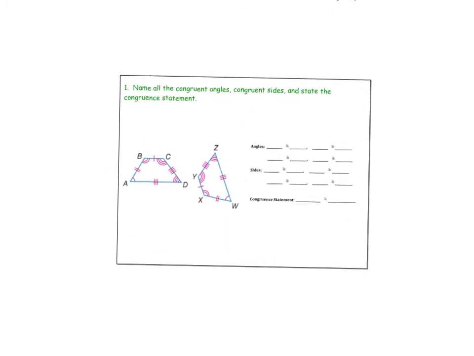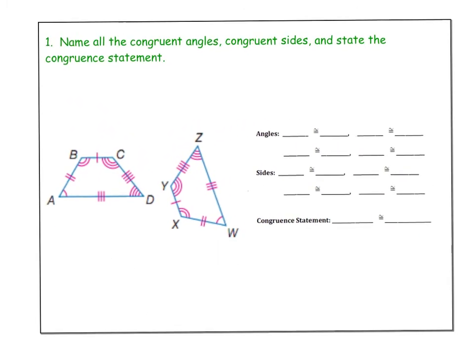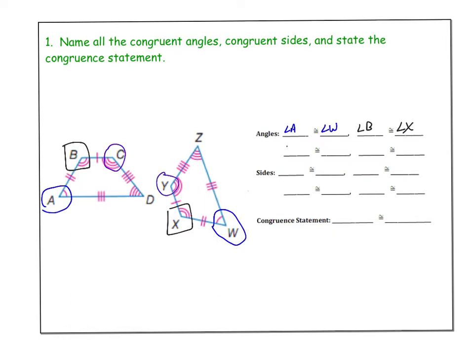Now here we've got a couple of four-sided figures. Let's look and see what we have. If we start with the angles, you have angle A here, which has one mark. Angle A is going to match up to angle W. Then angle B is going to match up to angle X. Then angle C is going to match up with Y. And angle D will match up with angle Z.